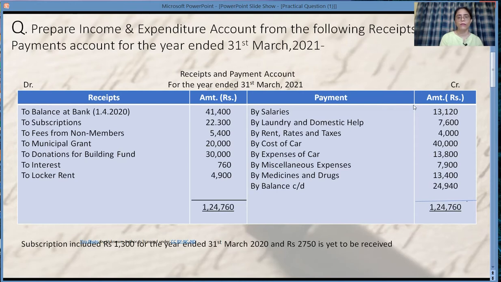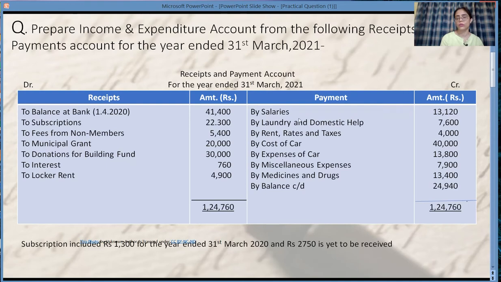So what do you have as receipts? We have an opening bank balance of 41,400. Then there were receipts in the form of subscription, which amount to 22,300. We have fees from non-members, that is 5,400. We have a municipal grant of 20,000. We have a specific donation for the building fund, that is 30,000. Interest, that is 760 rupees. We have locker rent, which comes to 4,900 rupees.